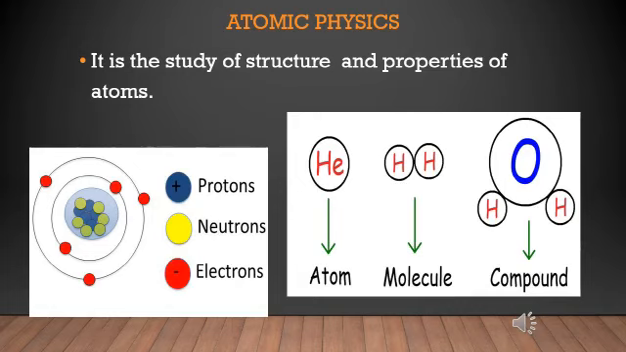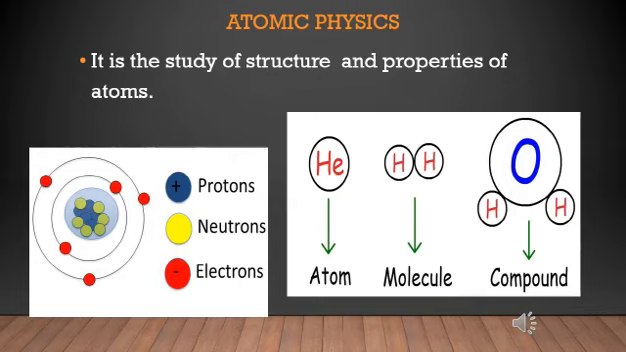The next important branch of physics is atomic physics. Atomic physics is that branch of physics in which we study the atom and the structure of the atom. What is an atom? We know that an atom is the smallest particle of matter, and when atoms combine together, they form elements, and when elements combine together, they form molecules. We study each and every detail of the atom in this branch of physics.